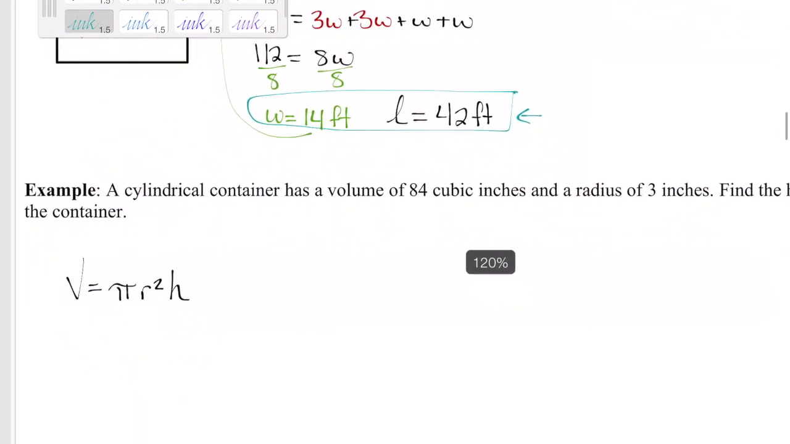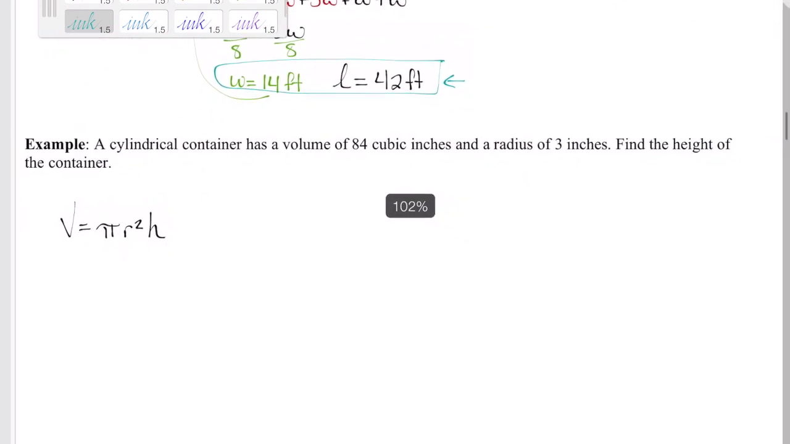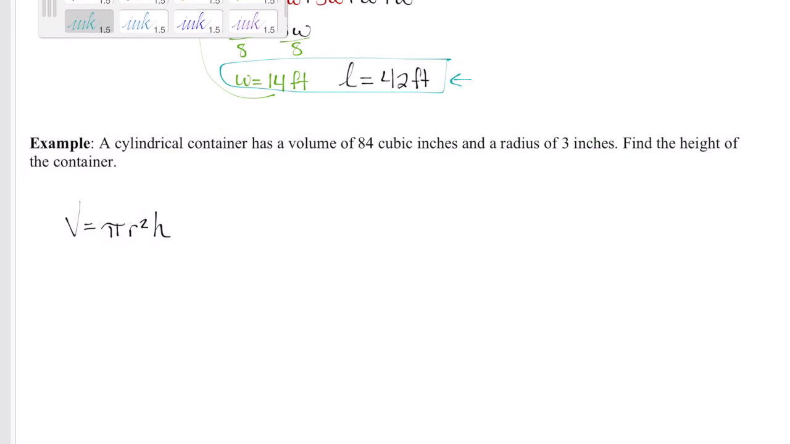And then my very last, they see that I have a cylindrical container. And so here, this is for a cylinder. It does talk about the volume, so I made sure to find the volume of my cylinder. And they say the volume is 84 cubic inches. It tells me my radius is 3 inches. And they want me to find the height of the container. So I've got this variable and I've got this variable here.